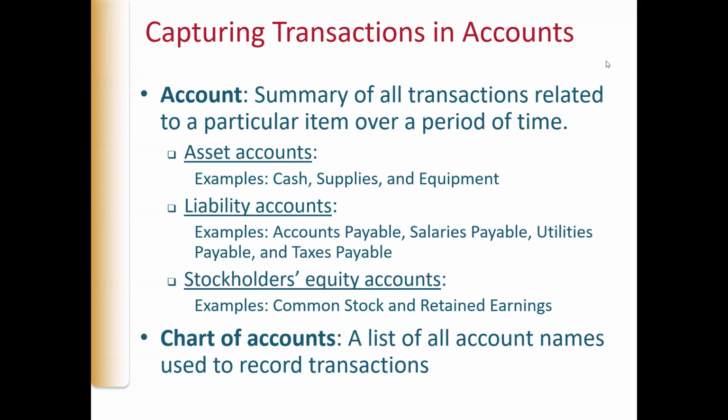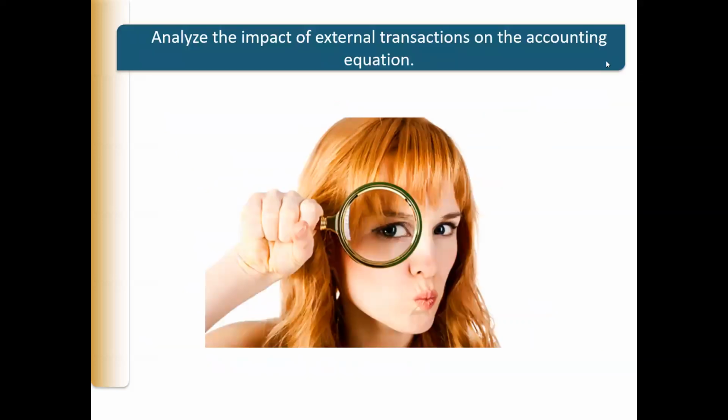Now, these are accounts, but each company has their own unique accounts. A manufacturing company is going to have different accounts than a CPA company. A chart of accounts is a list of all account names used to record various transactions.